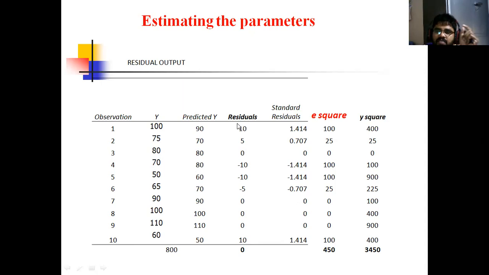So after getting the errors, what do we need to get? Error square, that is e square. 10 into 10 is 100. 5 into 5 is 25. 0 into 0 is 0. Minus 10 into minus 10 is plus 100. 5 into 5 is 25, like this. So when you add all of these error squares, the sum of squares, you are going to get 450.